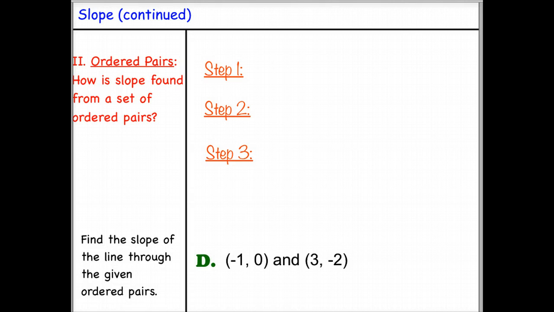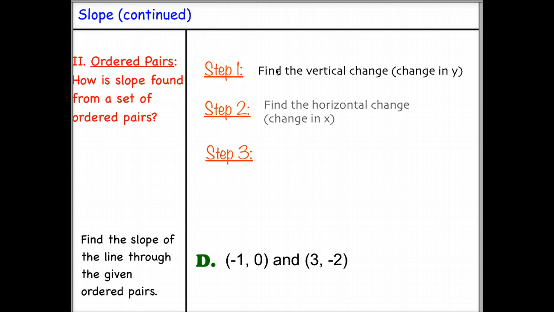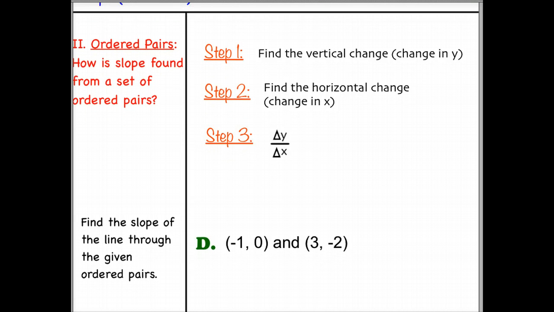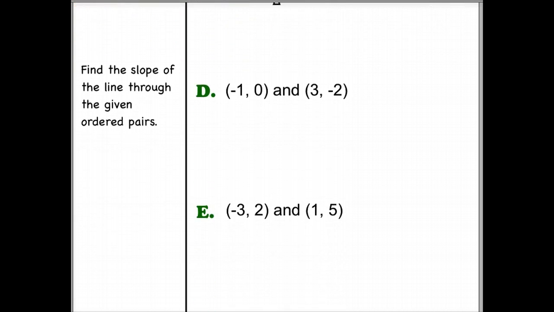So now that we've taken a look at how to calculate slope given a graph, we're going to do it using ordered pairs. So how is slope found from a set of ordered pairs? The first thing we're going to do is find the vertical change, or the change in y. Then we're going to find the horizontal change, or the change in x. And then we do the change in y over the change in x. And you'll notice that those are the exact same steps we take in the other problems.